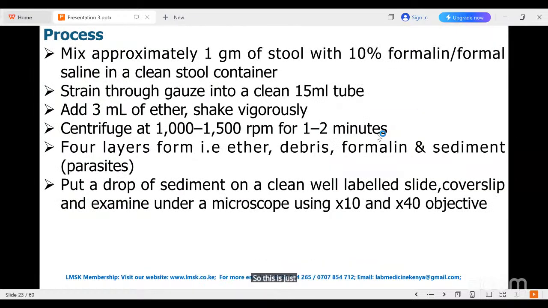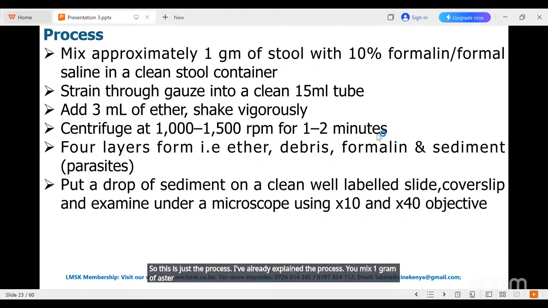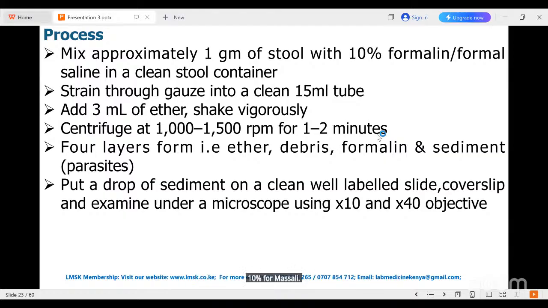I've already explained the process. You mix 1 gram of a stool sample in 10% formalin. After you mix, you strain. You can use around 10 ml to 12 ml of the solution. Then you strain using a gauze into a 15 ml tube. When we use a gauze, you use a 4-layer gauze.